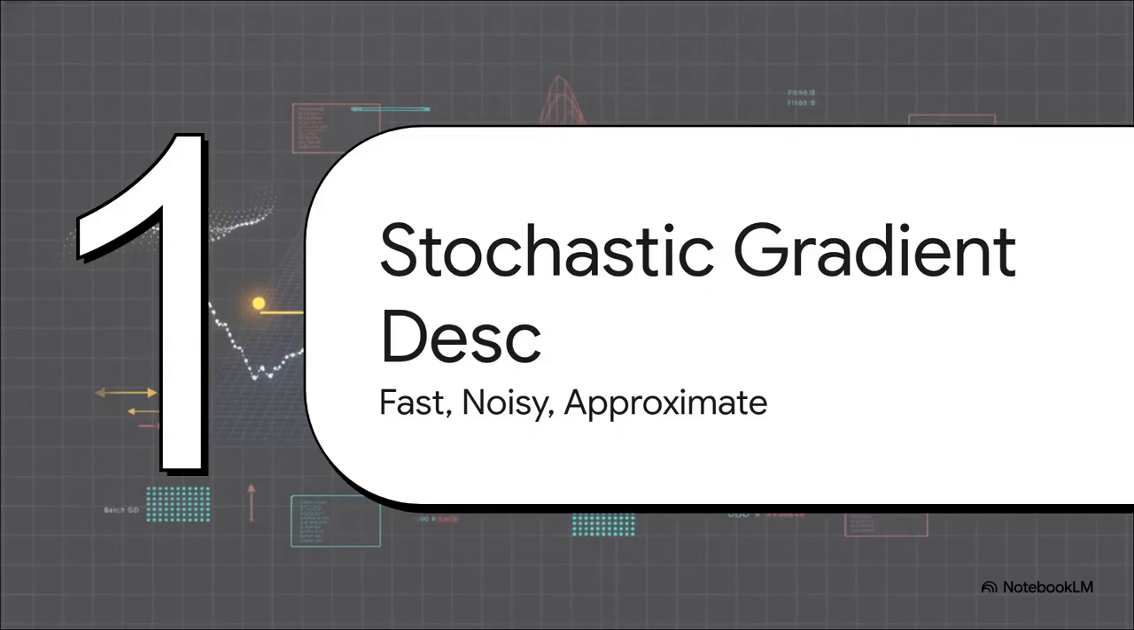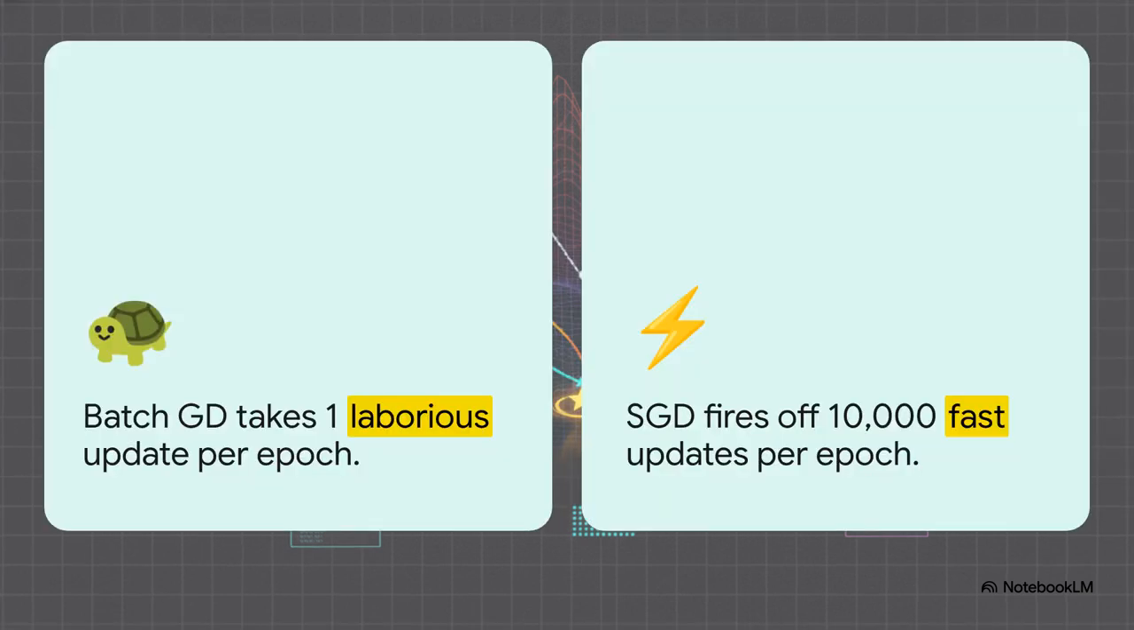Section 2, Stochastic Gradient Descent, or SGD. Fast, noisy, and approximate. To fix that glaring speed issue, researchers developed SGD. Instead of looking at the whole dataset and lighting up thousands of dots, we only look at one single sample at a time. We calculate a rough, approximate gradient from that one sample, and we immediately update our parameters. By doing this, SGD fires off thousands of updates in the exact same time it takes batch gradient descent to take a single, laborious step. We are basically trading perfect accuracy for blazing speed.